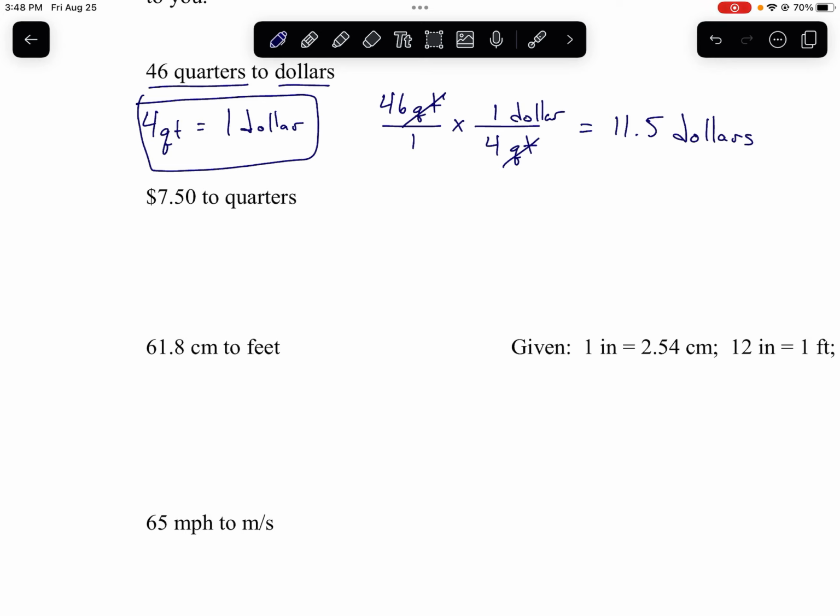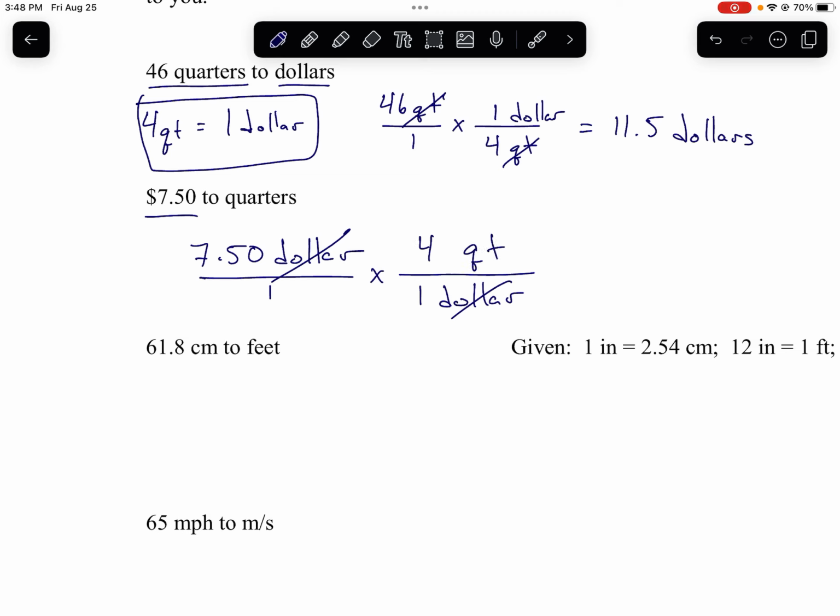Okay, so hopefully you have done that, and so we're doing a very similar thing, but we are doing it backwards. We're going to use that same equivalency that we just had, but I'm going to start now with dollars. So $7.50. I'm going to make that a fraction, put it over 1. Then I'm going to use my equivalency to make my conversion factor. I want to cancel out dollars, so I'm going to put dollars on the bottom, and I'm going to put my 4 quarters up on top.